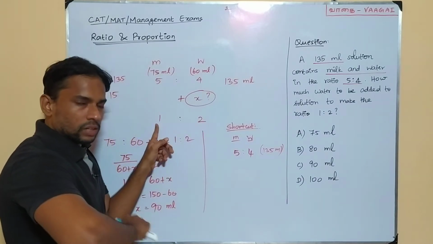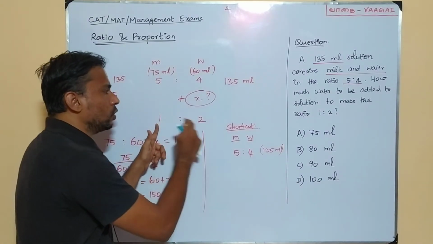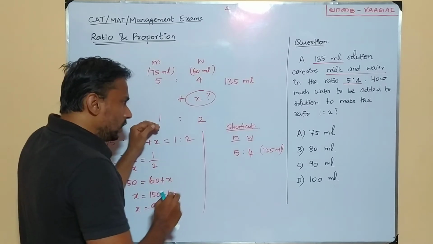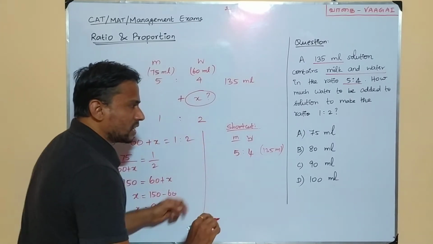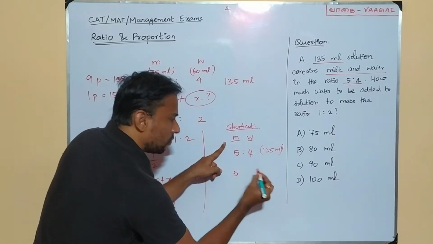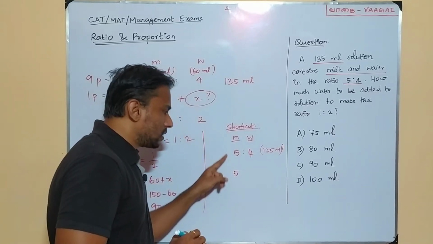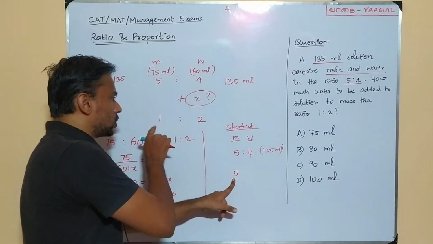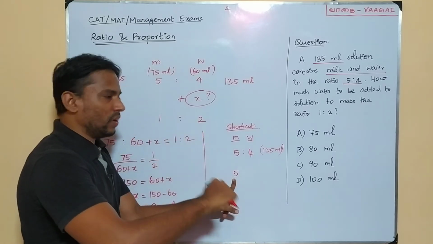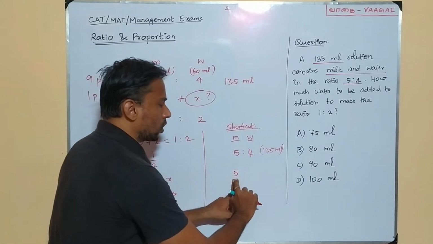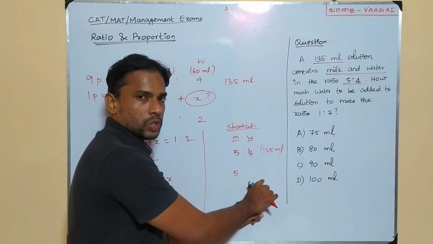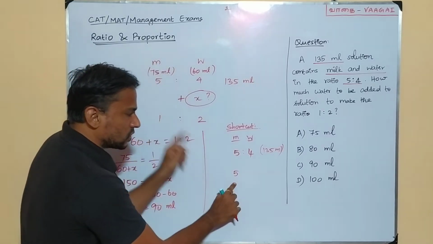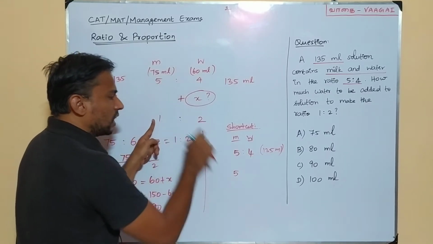What I mean is that after just adding water, the new ratio is 1:2. But this 1:2 ratio I'm going to rewrite, keeping the milk as 5 parts itself. Milk is still 5 parts. Then, to satisfy the ratio 1:2, what number should come here? 5:2, so this 1 is becoming 5. So 1 into 5 is 5.